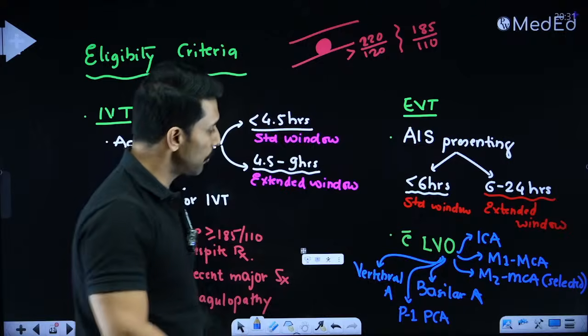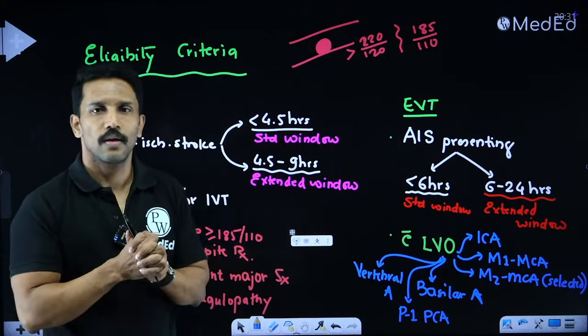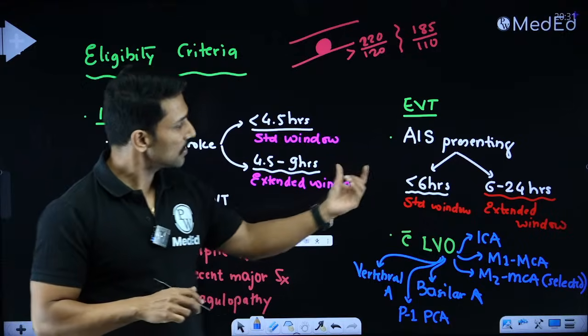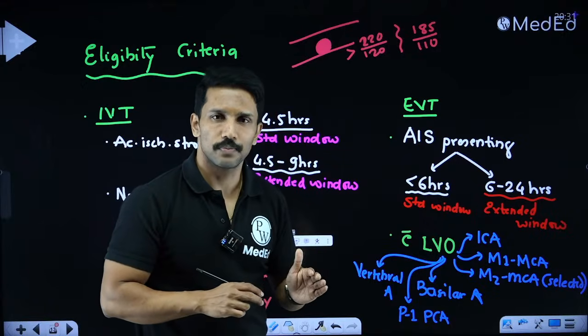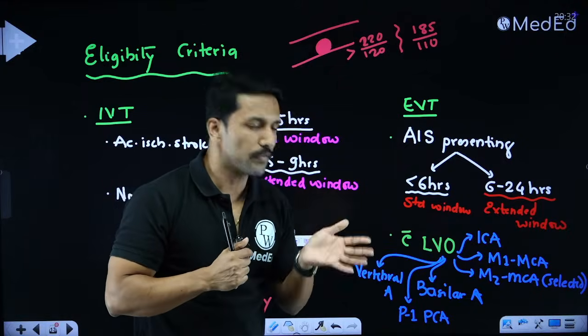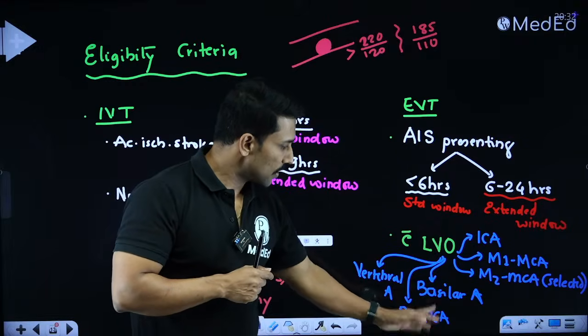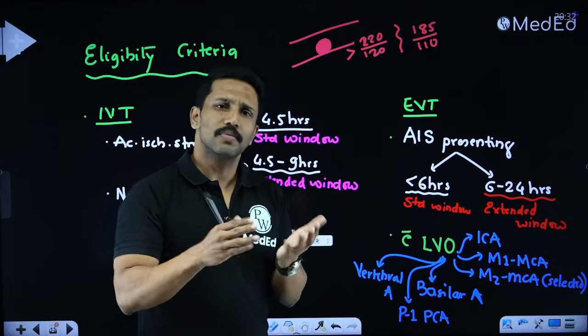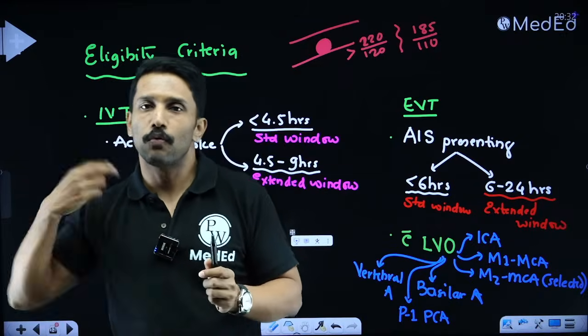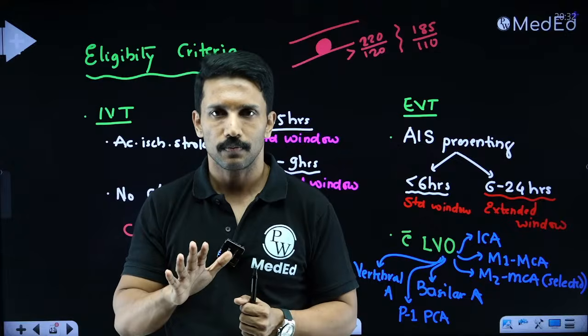So we are capable of doing EVT for all these locations. Clear? But let us say I have a patient who has presented within 6 hours of onset of stroke, but the clot is sitting in, let us say, the M3 segment of MCA or the P2 segment of PCA. He becomes ineligible for EVT. Even if I want to do it, I can't reach there. So it's not feasible, right?